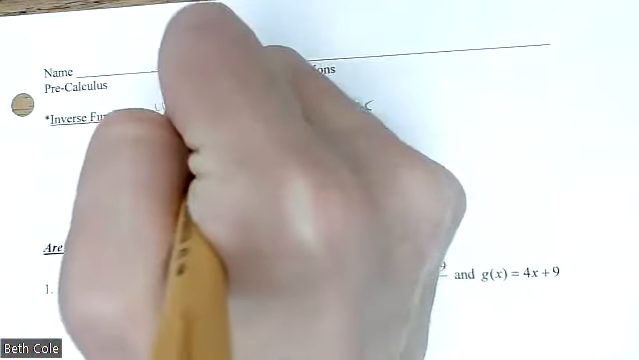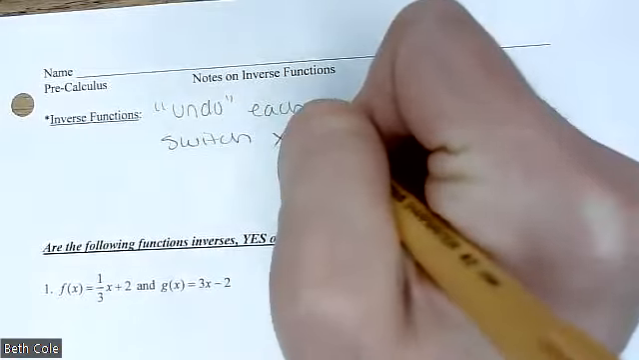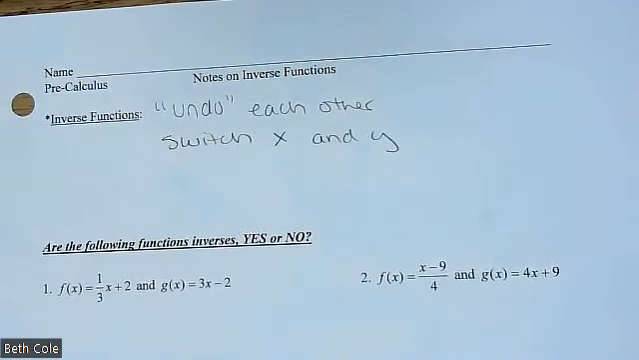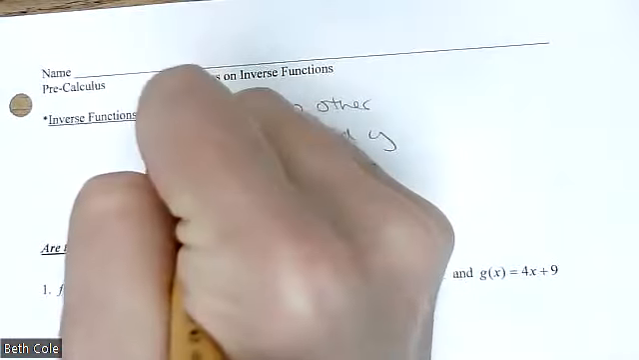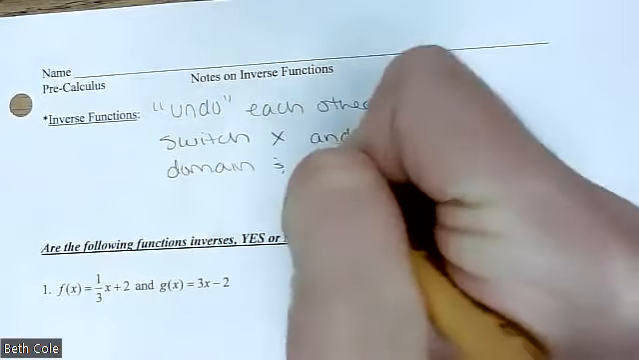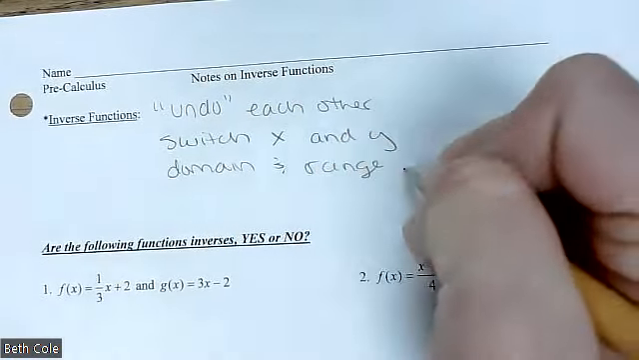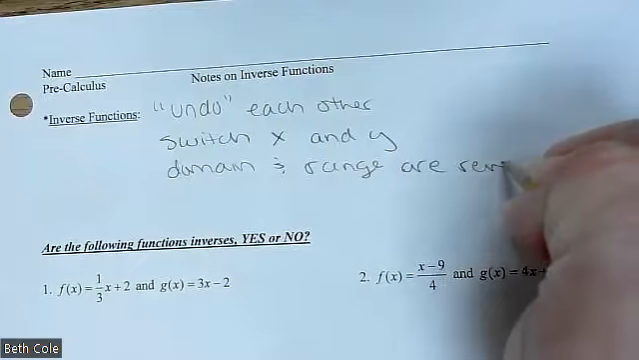So the way you find an inverse is you're going to switch x and y. So wherever x is, you put y. Wherever y is, you put x. That's the process for how you do this. And so if you're switching x and y, you're switching the input and the output. And so the domain and range are reversed.